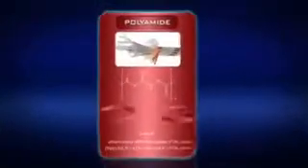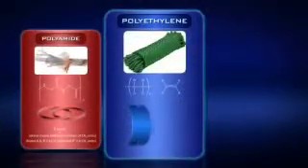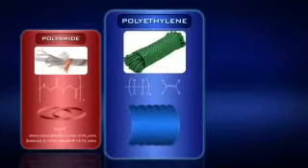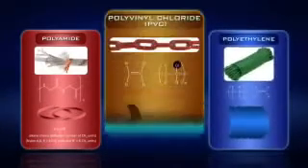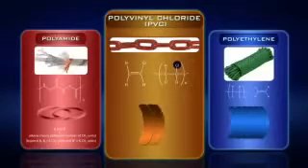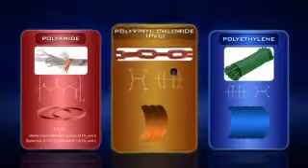Now, when amide monomers are joined by peptide bonds, they become polyamides. Polyethylene consists of long chains of the monomer ethylene, and PVC, or polyvinyl chloride, is the polymerization of the monomer vinyl chloride.